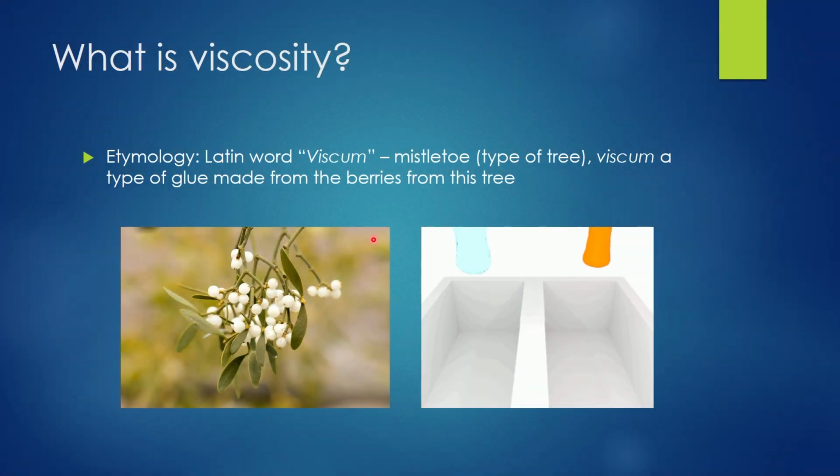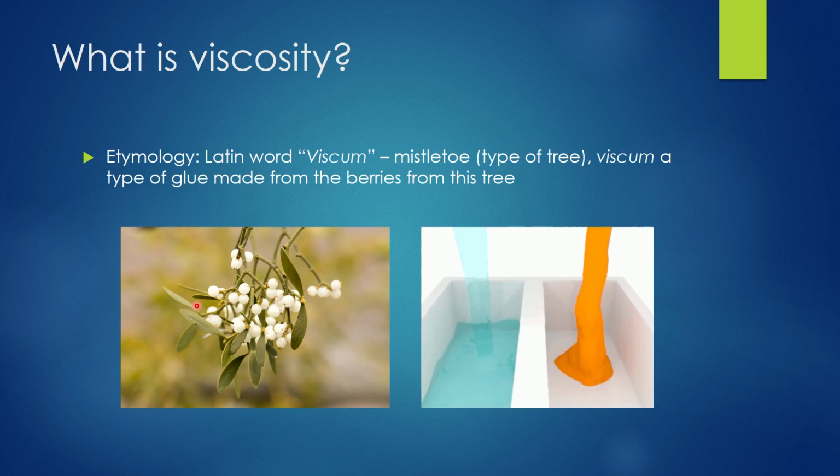First thing we have to talk about is viscosity. Now, the word viscosity comes from the Latin word viscum, which means mistletoe, which is a type of tree. And viscum, a type of glue made from the berries from this tree. We can see the berries in the picture on the left. So, glue, viscosity, let's define viscosity.